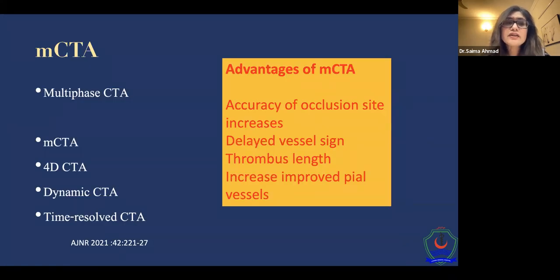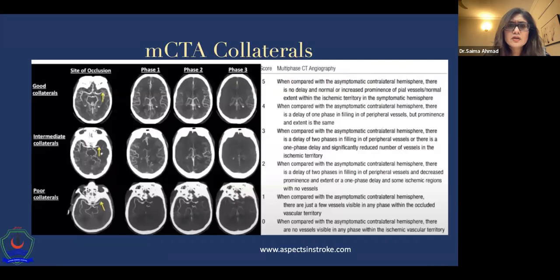So next is the multi-phase CTA. Here is the box in which you can see the advantages of the multi-phase CTA with additionally the 4D CTA. You can obtain the multi-phase CTA and the 4D CTA data from the CTP. This is one of the advantages of doing the CT perfusion earlier, which is being done in many parts of the world. So again, this is the multi-phase CTA collateral scoring.